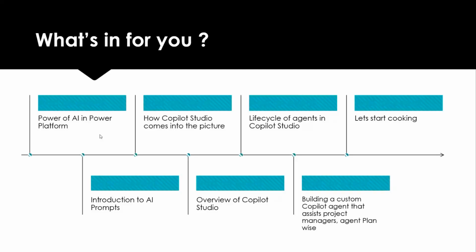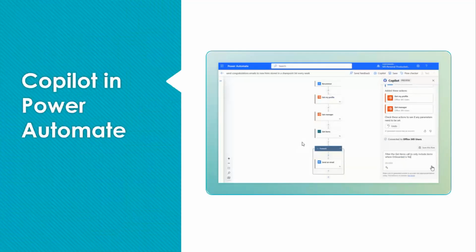I would try to skip this if it is repetitive, and then an introduction to AI prompts, an overview of Copilot Studio, and then how you can build the custom agent, which I have built today with the help of custom AI prompt, actions, instructions, everything. And we'll just start cooking already. We have all the ingredients, and we just need a playground to start cooking our recipe. So we'll do that.